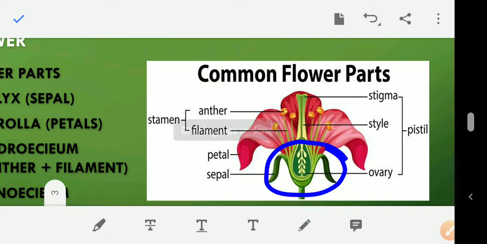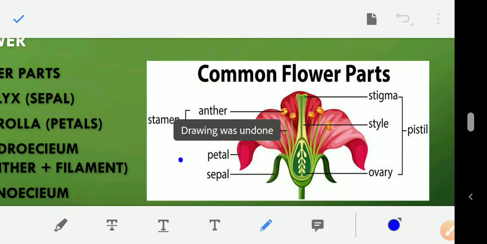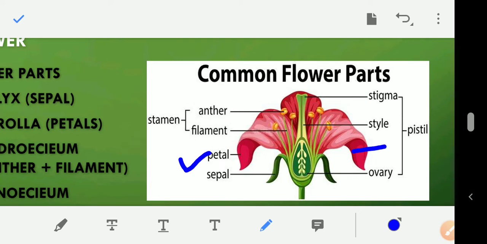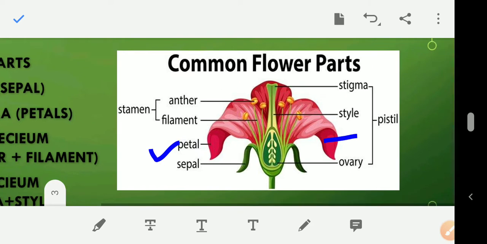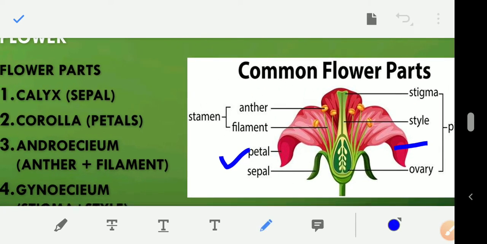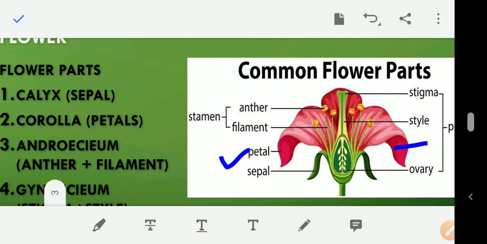Another very important part in a flower is the petals. Petal is the colored part of the flower. Its group is also known as corolla. They attract insects for pollination. Another part is the anther or stamen, or the male part, that is androecium.